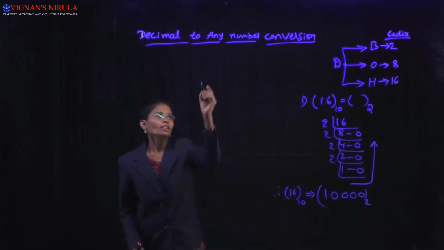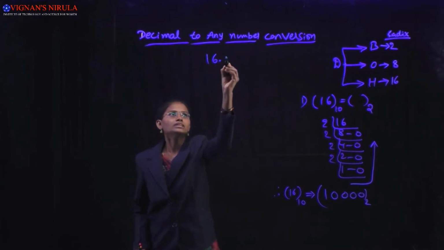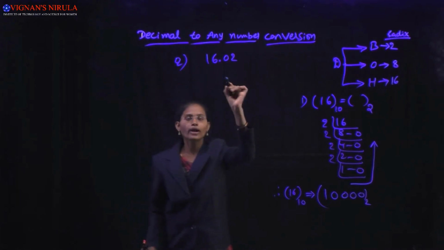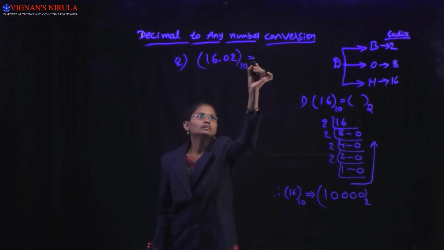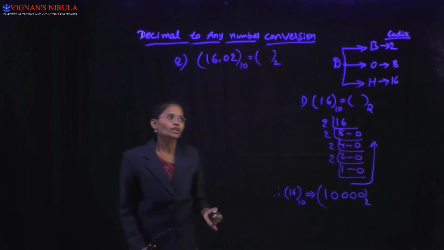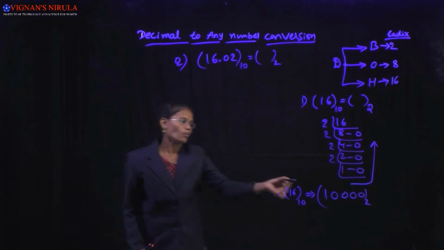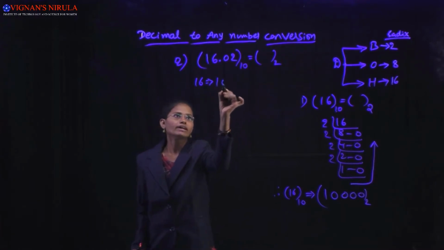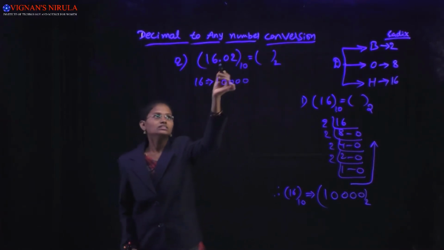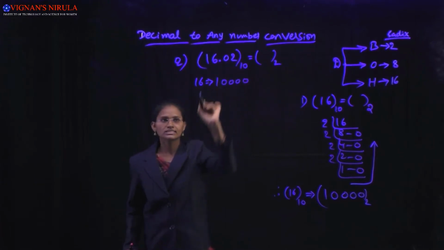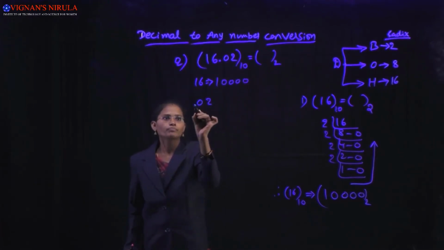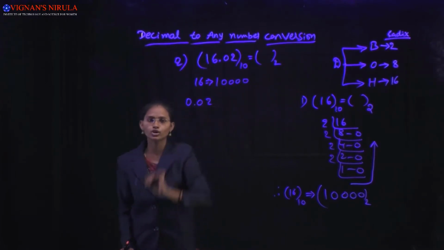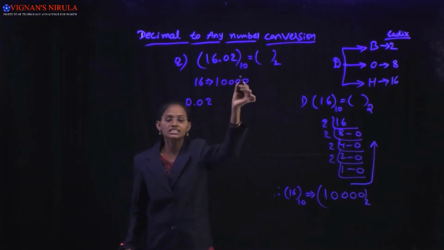Okay, the second one is 16.02, this is the decimal number. Then convert to binary. How to convert? Here 16 is 10000, and then the point. Next is the two digits, that is 02. On the left side 16 is considered, and 0.02 is the fractional part. Here the conversion is decimal to binary.